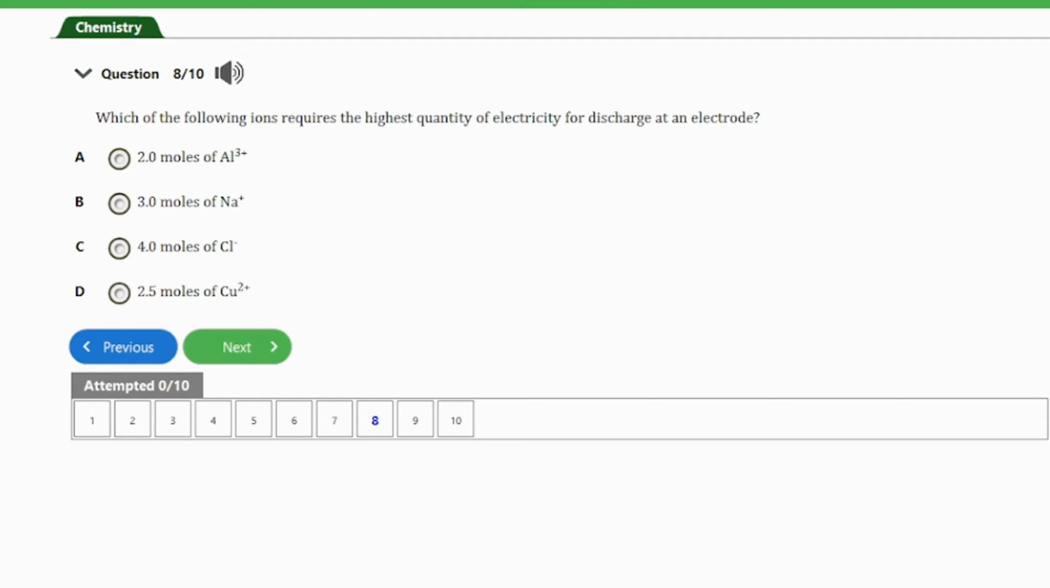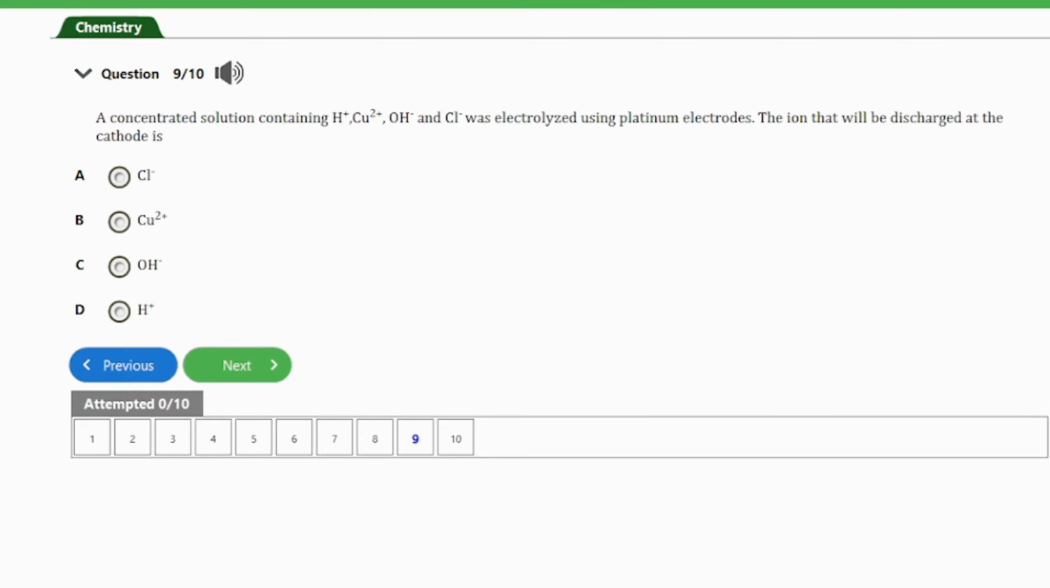So guys, here the answer to this question will be option A, because 2 times 3 is 6, and that's the highest for here, because 3 times 1 is 3, and 4 times 1 is 4, and 2.5 times 2 is 5. So guys, the answer to this question will be option A here, which means 2.0 times 3 is 6 here, and that's the highest. So guys, let's consider the next question. That's question number 9 here.